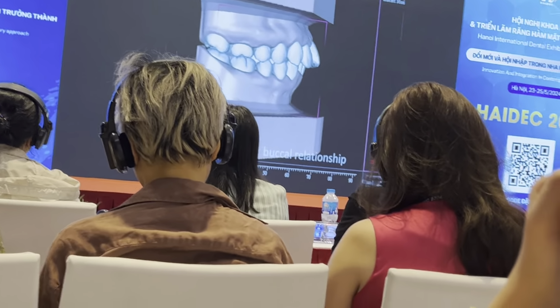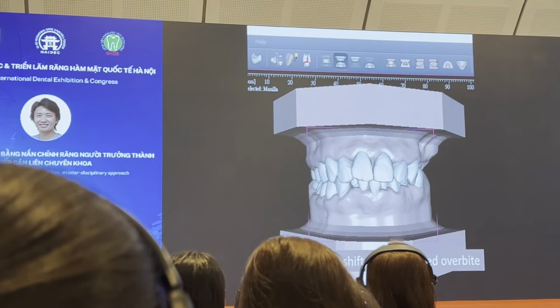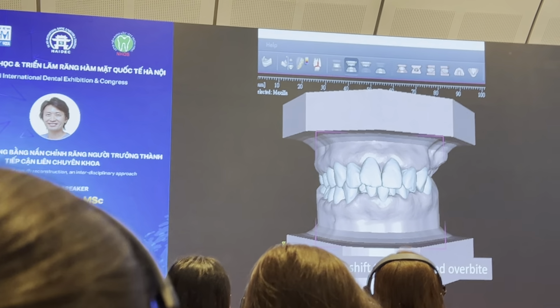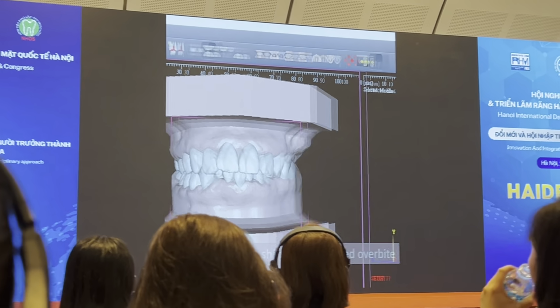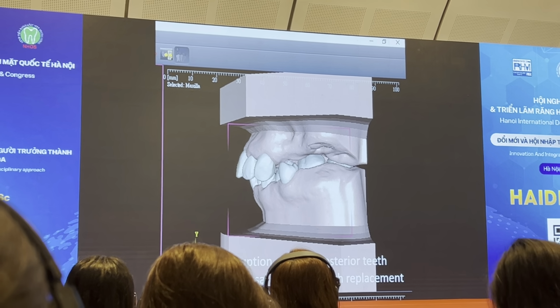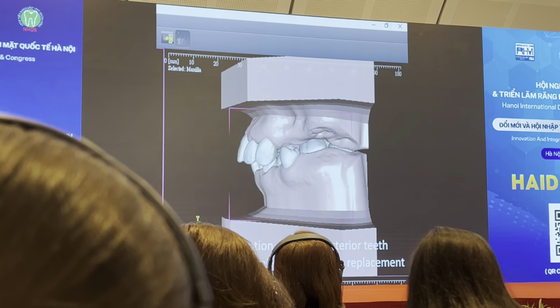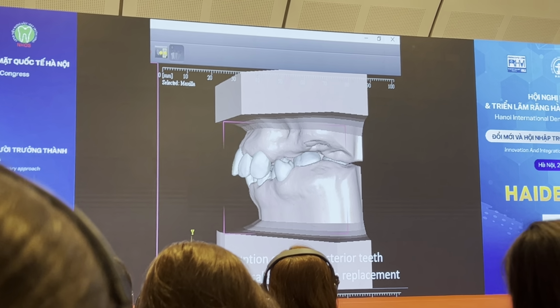This is her digital models. She had class 2 half unit buccal relationship on the right. She had lower midline shifted to the right, increased overbite. The long absence of the posterior teeth of the upper left allowed the lower teeth to erupt to fill the space. There was no interocclusal clearance for tooth replacement.